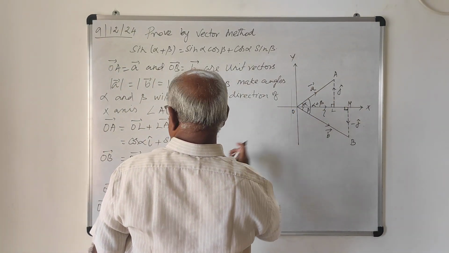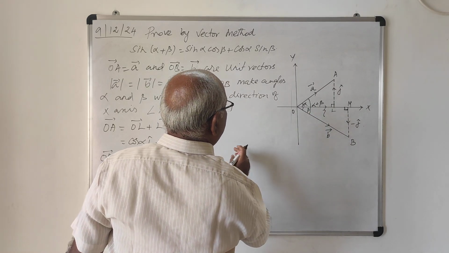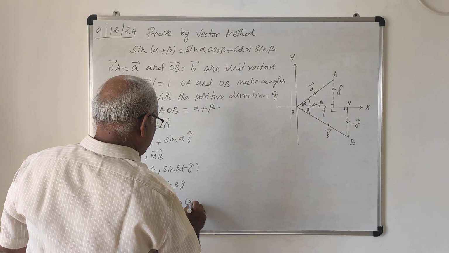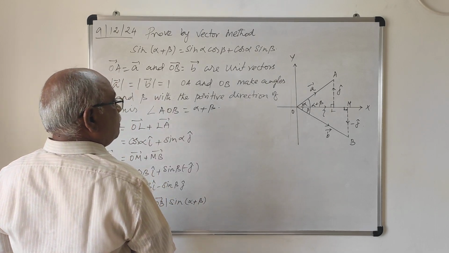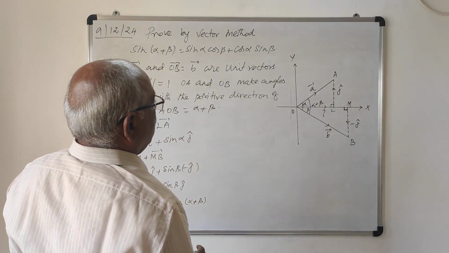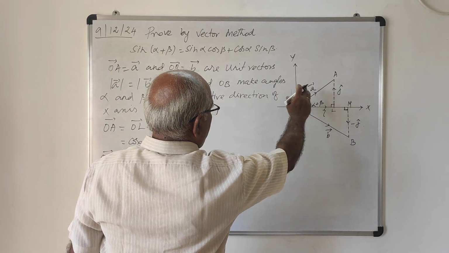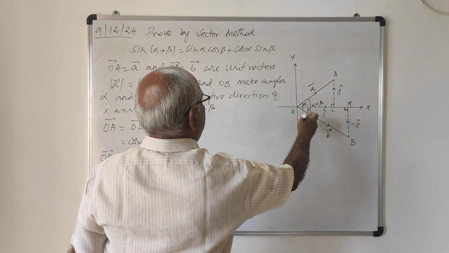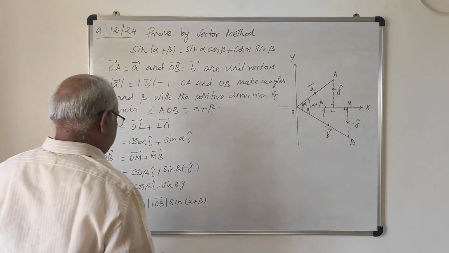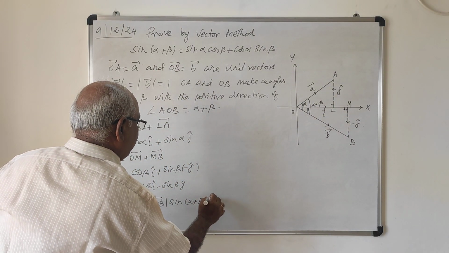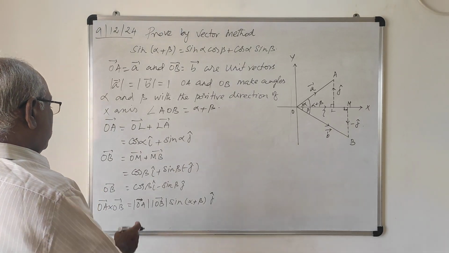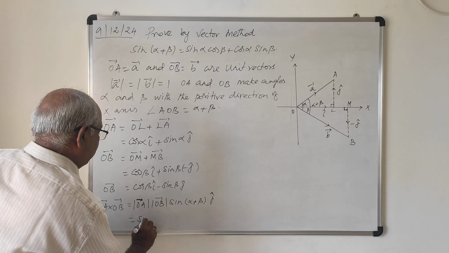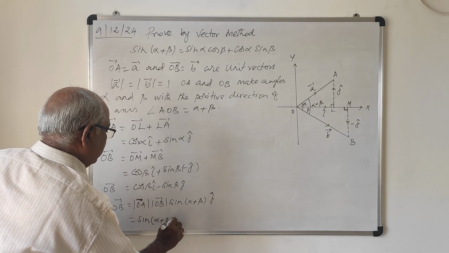A cross B, OA cross OB, is what? Mod of OA into mod of OB into sine of alpha plus beta, in the direction perpendicular to both the unit vectors A and B, which is J. So mod of OA is 1, this is a unit vector, so you will get sine alpha plus beta into J.